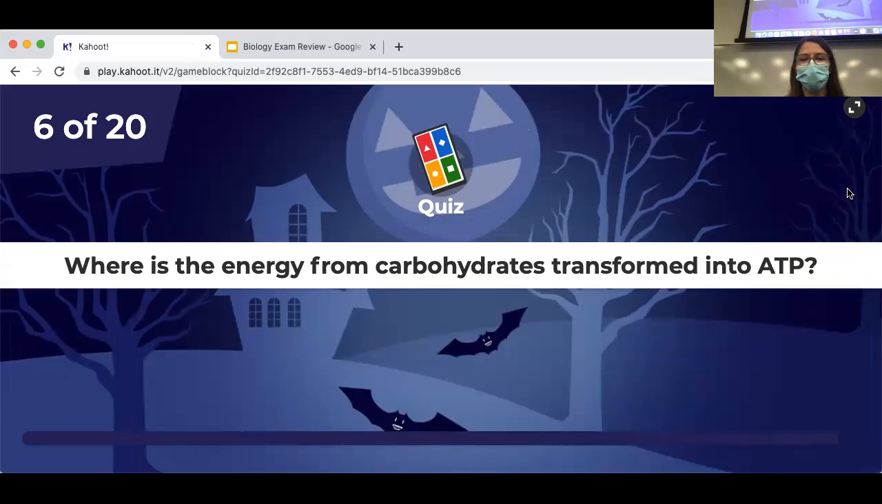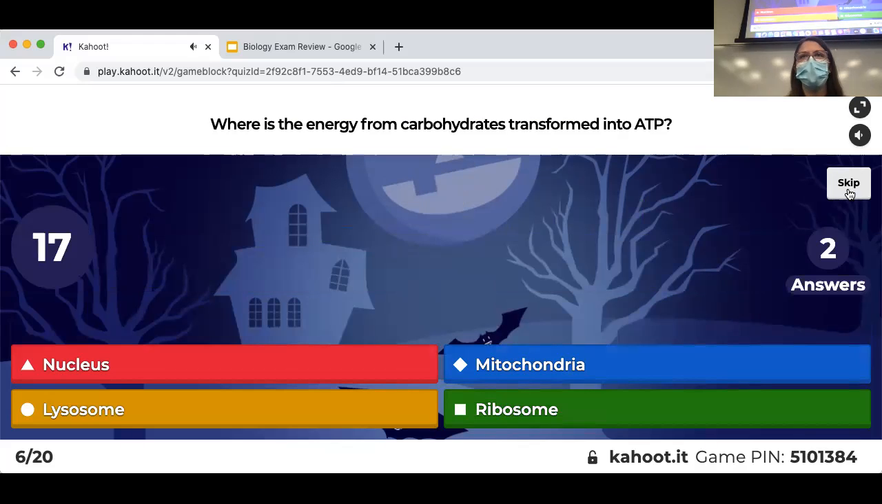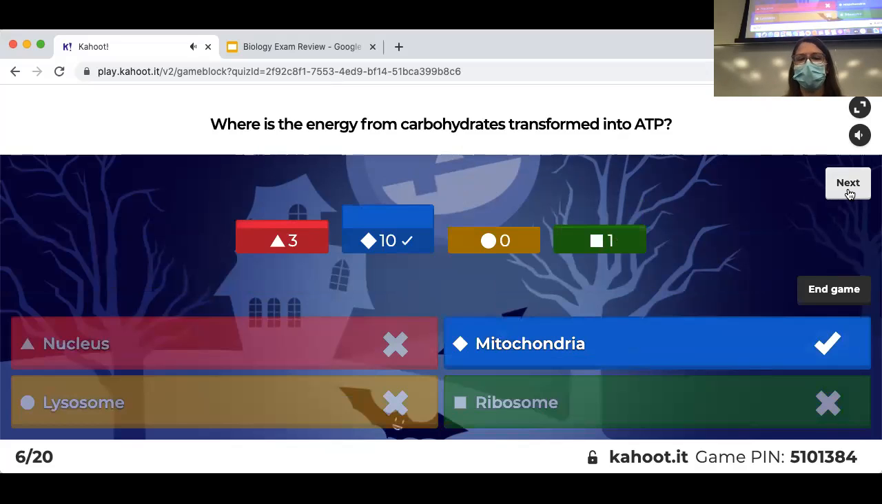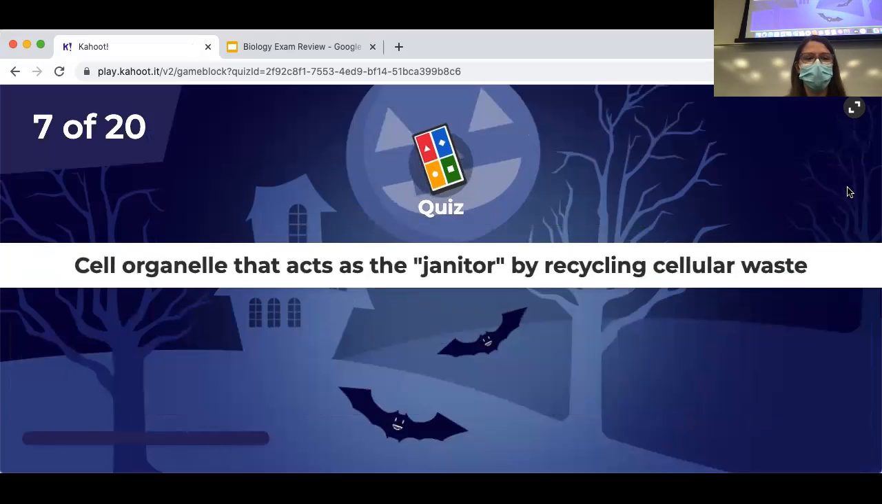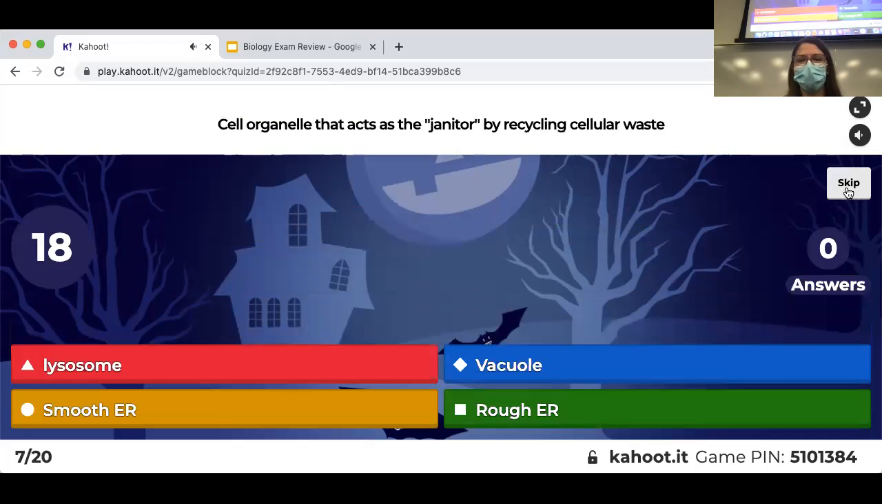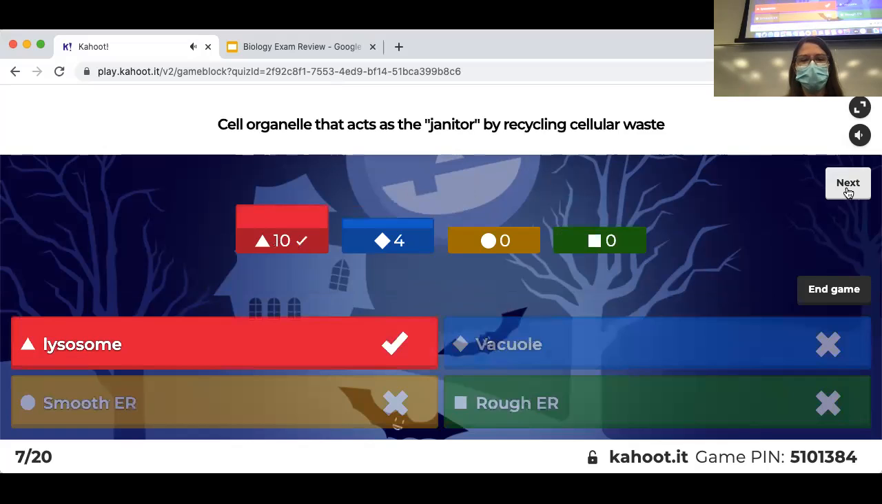Where is the energy from carbohydrates transformed into ATP? ATP is energy, if that helps you at all. That's okay. So yep, that's your mitochondria. So you've heard it 1,000 times, but powerhouse of the cell, where all the energy is made right there. Cell organelle that acts as the janitor by recycling cellular waste. Good. So the lysosome is the janitor that does the recycling. The vacuole, that's the one that's just storage, stores the different materials.